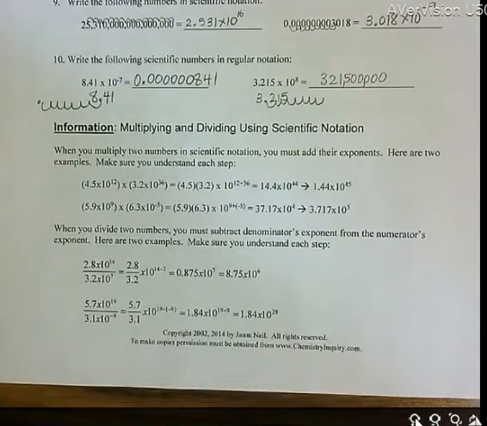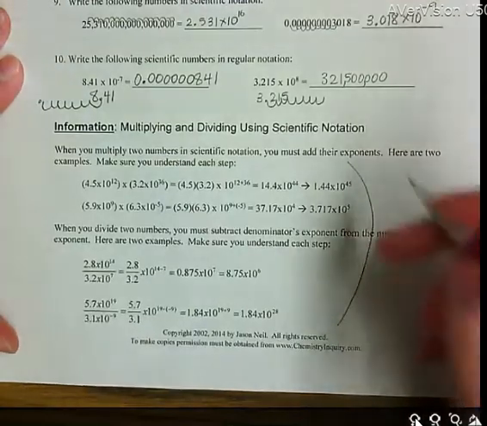All right, information. Multiplying and dividing using scientific notation. When you multiply two numbers in scientific notation, you must add their exponents. Here are two examples. Make sure you understand each step. When you divide two numbers, you must subtract the denominator's exponents from the numerator's exponents. Here are two examples. Make sure you understand each step.